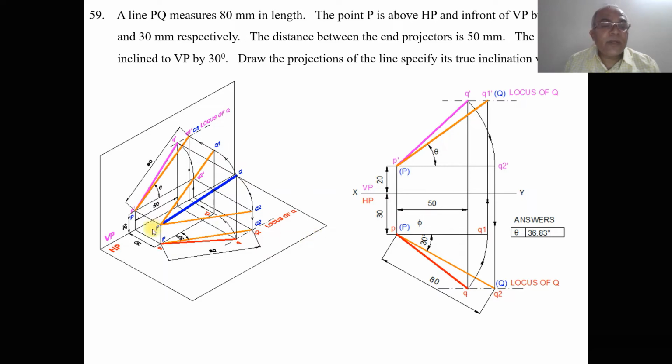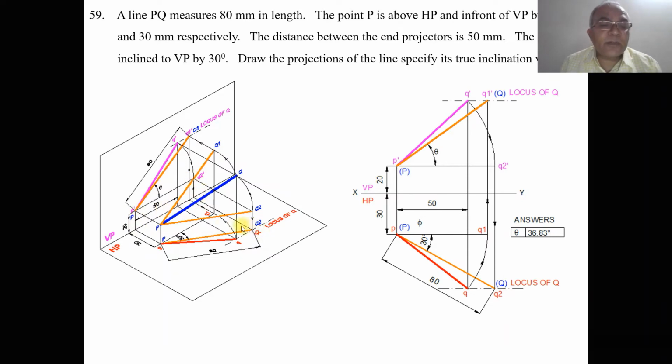So what happens? When you have the true length in the top view, we know that this is the true length in the top view. So obviously that line should be parallel to HP. That means in the front view that line should be parallel. P dash is above HP by 20 mm, so obviously Q2 dash should also be above HP by 20 mm.